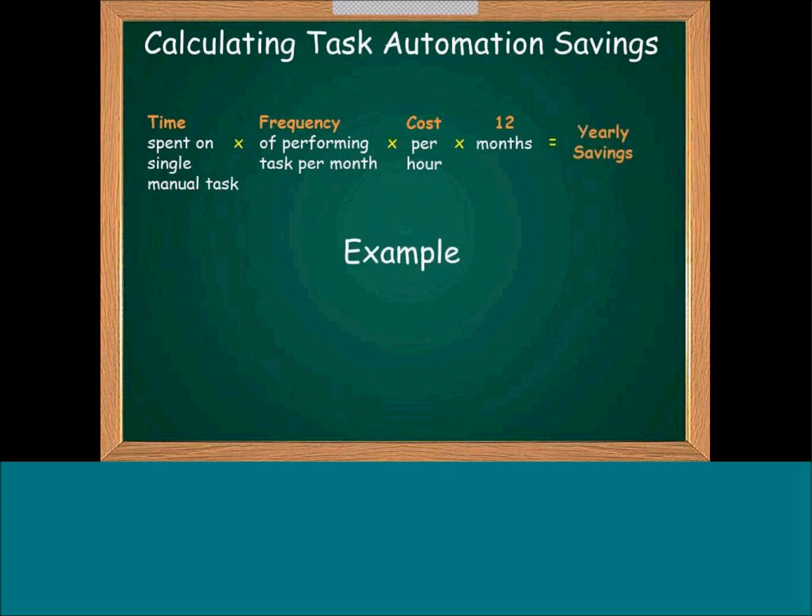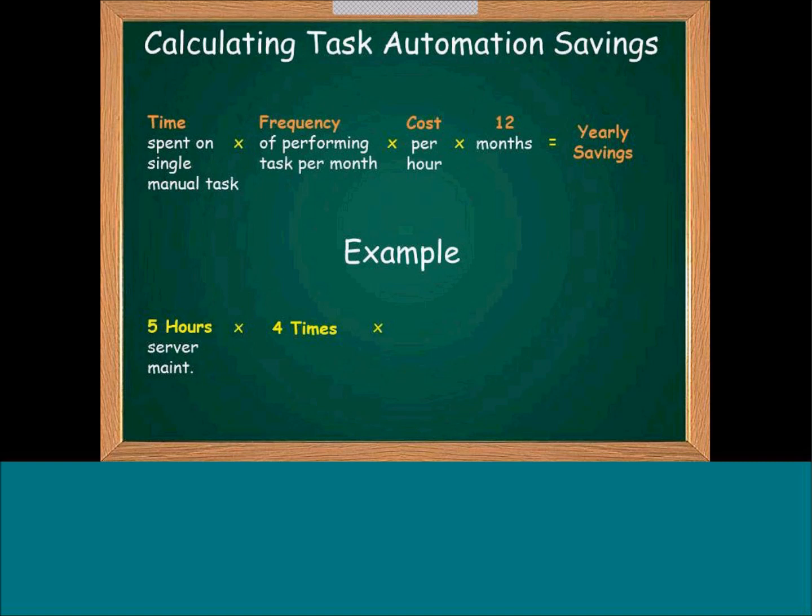Let's do an example. Let's say that we're going to automate the task of server maintenance, which we currently spend 5 hours on typically every time we do it. Then we take the 5 hours and we multiply it by the fact that we do it 4 times a month, basically once a week. It's regularly scheduled server maintenance, and we do it every week.